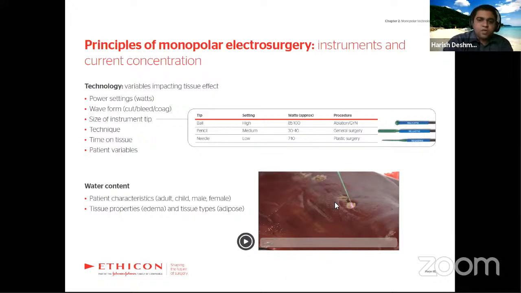Okay. The first one he used was basically your regular pencil. The second one you are seeing now is actually a pencil with a needle. So what has happened with the needle? It has increased your current concentration. Because of which it is giving you more watts, more concentration onto the tissue, so you are finding a high effect onto the tissue basically. So with the instruments also you can change the current concentration.